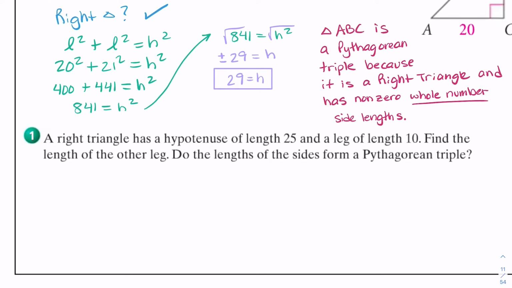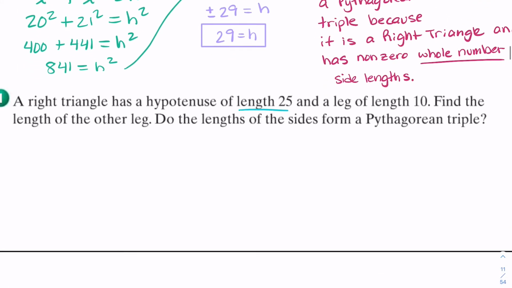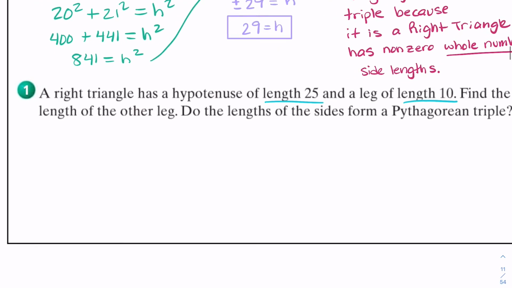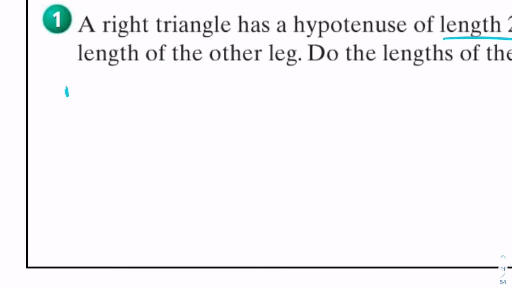So next one, a triangle has a hypotenuse length of 25 and a leg length of 10. Find the length of the other. So it's a right triangle, so the question is, is it a right triangle? And it says it is.